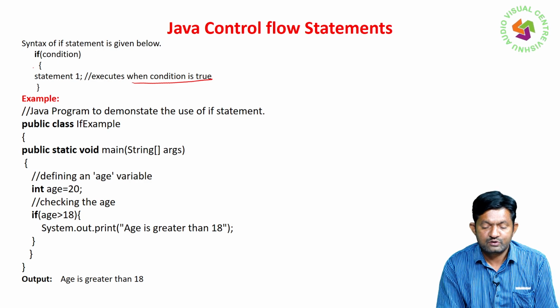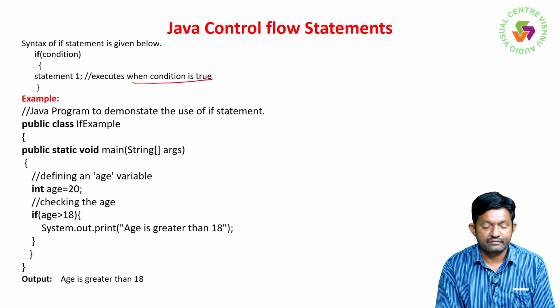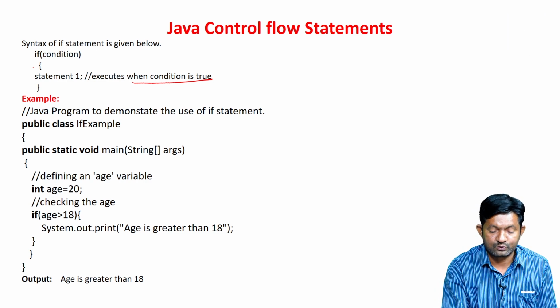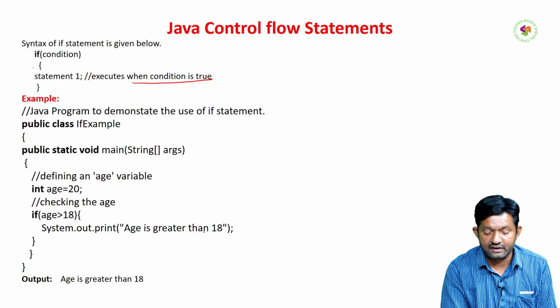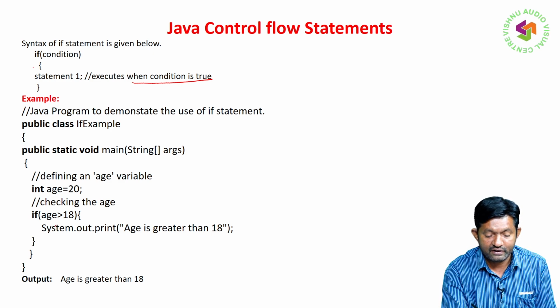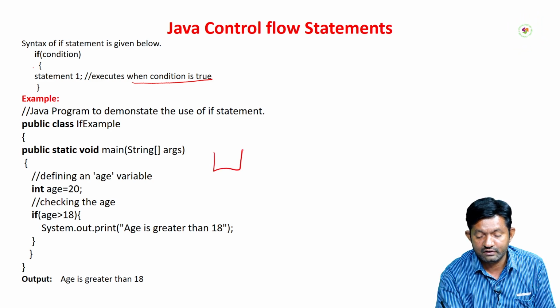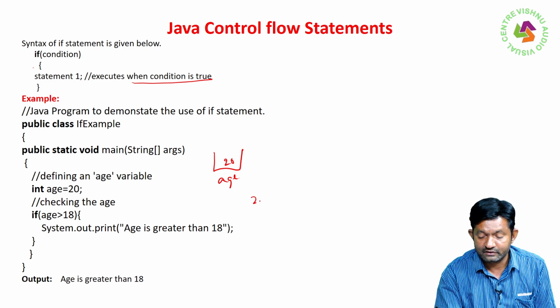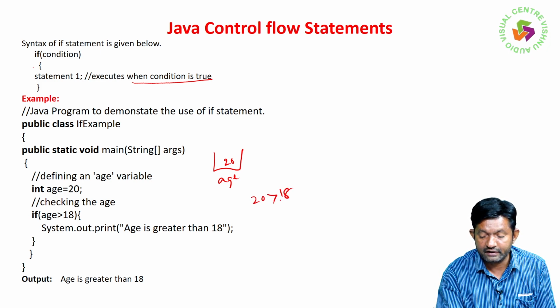Example Java program to demonstrate use of if statement. We define an age variable, that is int age is equal to 20. If age is greater than 18, System.out.println age is greater than 18. Here only one variable is available, that is the age variable. Age is 20, and 20 is compared with 18 for greater than.